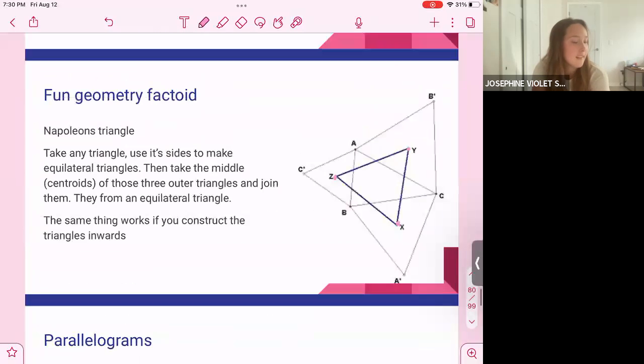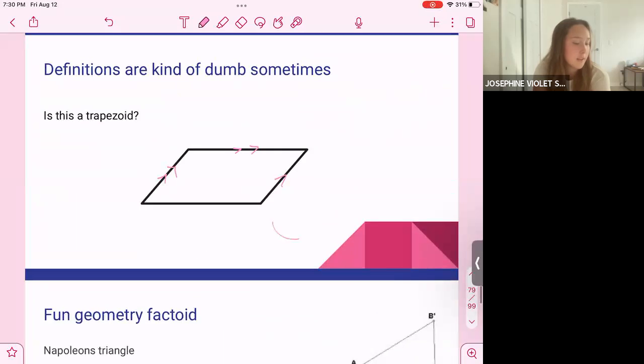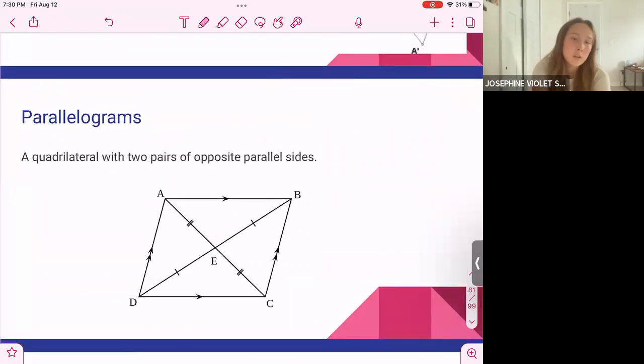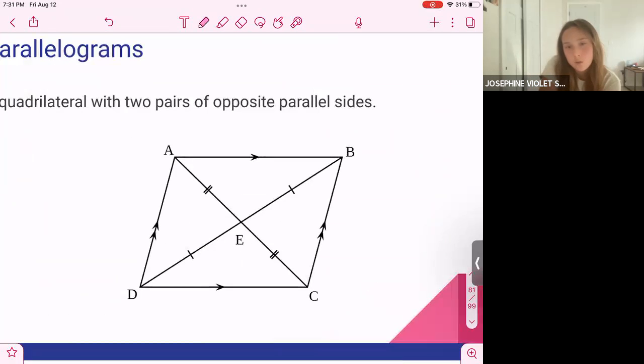Okay, so this shape here is commonly more recognized as a parallelogram probably. The formal definition of a parallelogram is a quadrilateral with two pairs of opposite parallel sides. And these opposite parallel sides are also equal length. So AB would be equal length to DC, and AD would be equal length to BC. And yeah, they're parallel to the opposite side.